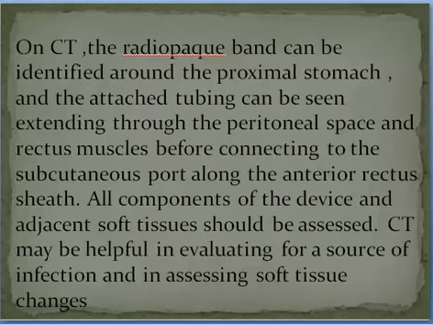narrowing. On CT, the opaque band can be identified around the abdominal stomach, and the attached tubing can be seen extending through the peritoneal space and rectus before connecting to the subcutaneous port along the anterior rectus sheath. All components of the device and the adjacent soft tissue should be assessed. CT may be helpful in evaluating for the source of infection and assessing soft tissue changes. You have to see the band, the line, the tube, and the port.